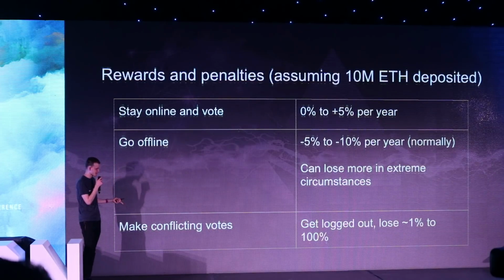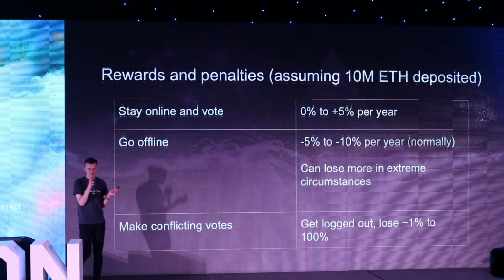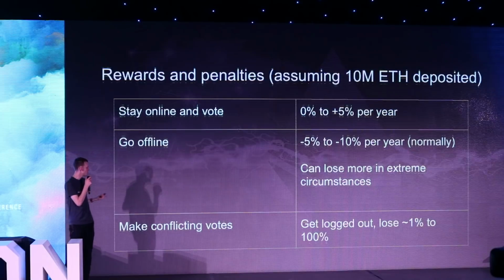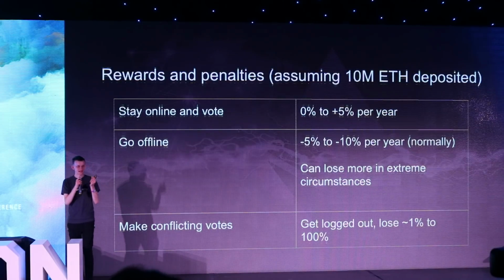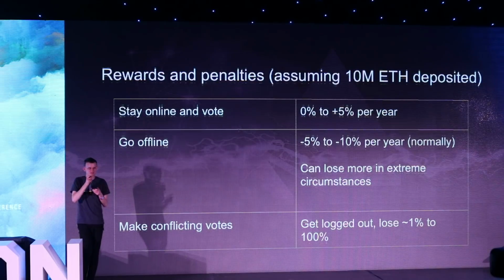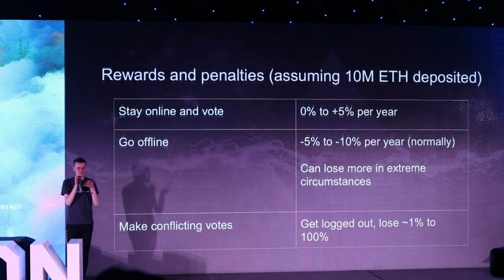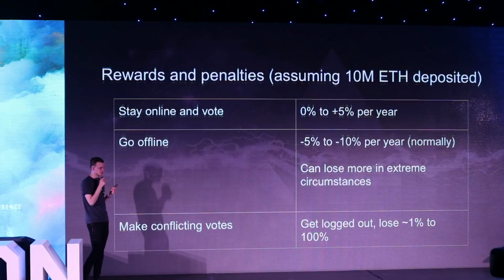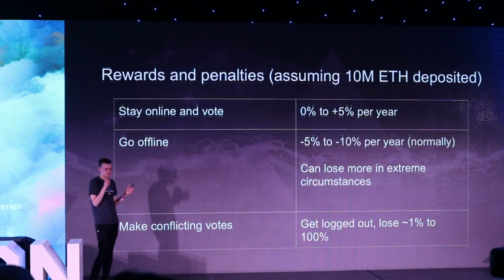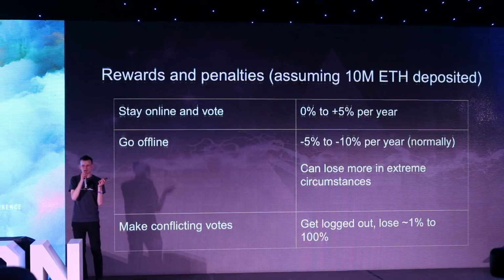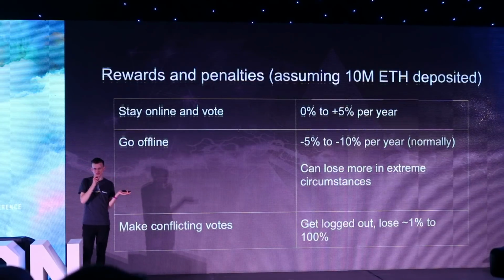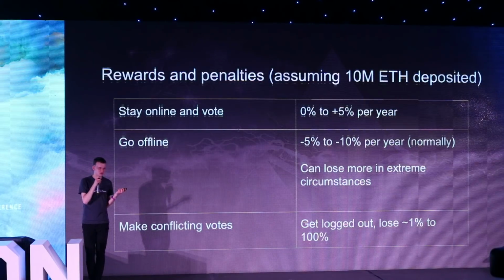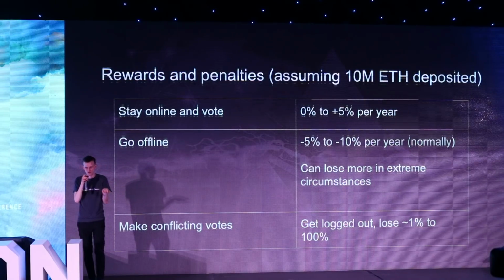Now, the second bad thing that you can do is if you are malicious, then you might end up making 2 conflicting votes. You might end up doing what Byzantine fault tolerance theorists call being Byzantine, right? Basically you make 2 conflicting votes, you do stuff that obviously violates the rules of the protocol, and if you get caught doing something bad even once, you get immediately logged out, and you lose between 1 and 100% of your deposit depending on conditions. Generally, it's closer to 1%. If you're doing this as part of a successful attack, then it's closer to 100%.